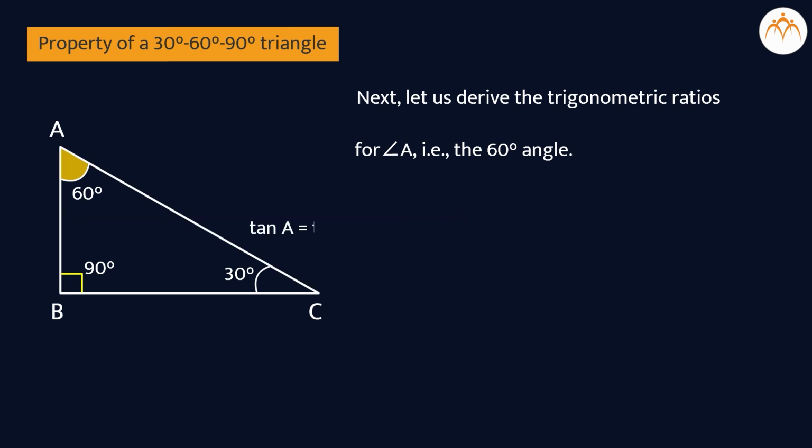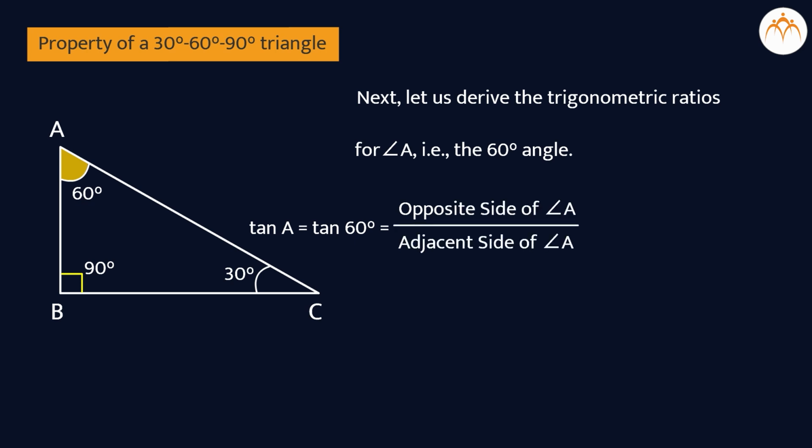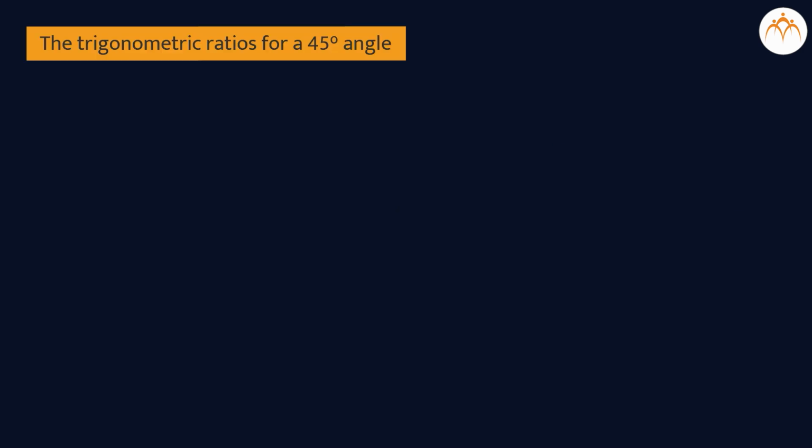Tan A is equal to tan 60 degree is equal to opposite side of angle A upon adjacent side of angle A, that is BC upon AB. Therefore, square root of 3 times x upon x gives us square root of 3. Now, let's find the trigonometric ratios for a 45 degree angle.